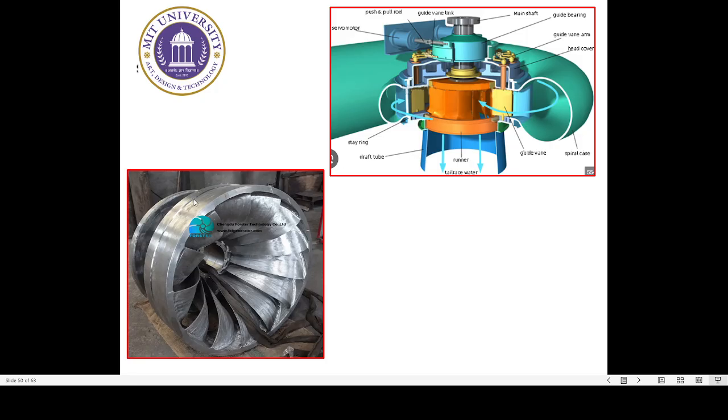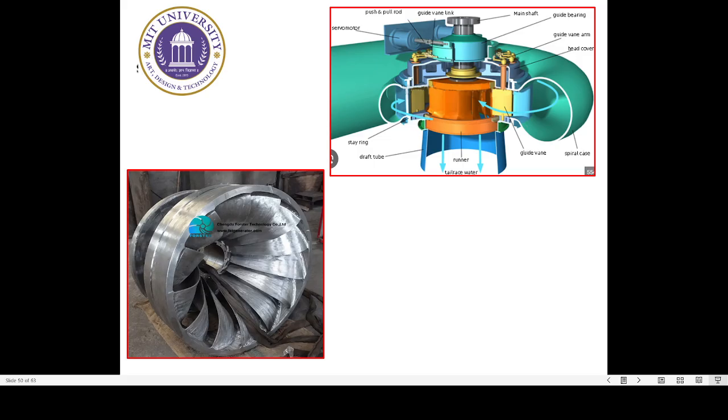The picture in the bottom left corner is the runner of the Francis turbine, isn't it? The number of blades placed around the periphery are equally spaced around the periphery of this runner. So this is the outer periphery, this is the inner periphery. If the water enters at the outer periphery and leaves at the inner periphery, that is the inward flow radial turbine, and vice versa: water will enter at the inner periphery and leave at the outer periphery. Okay, that is an outward radial flow reaction turbine.